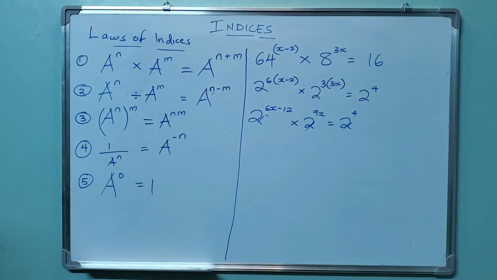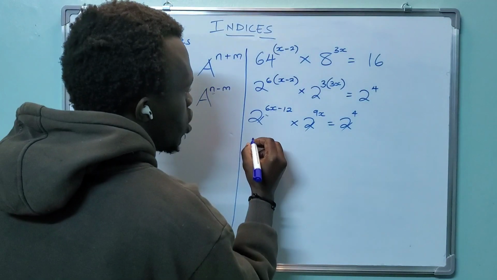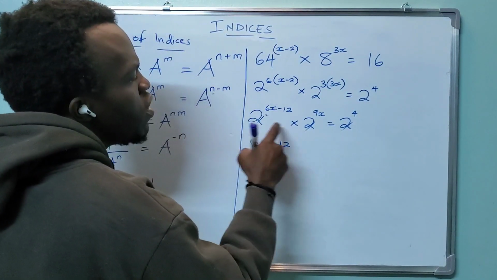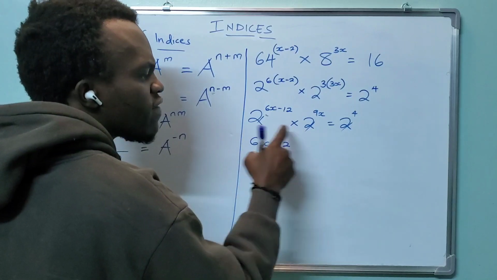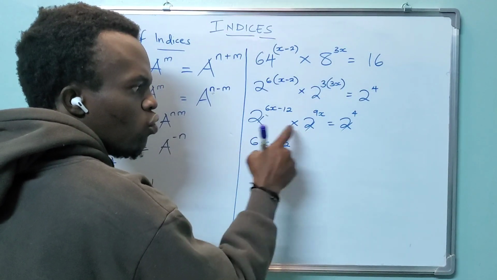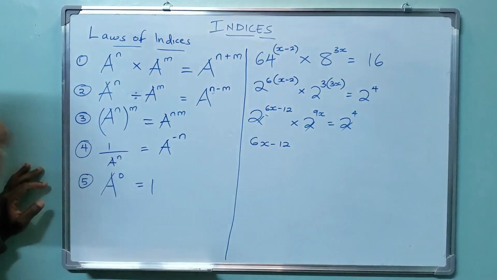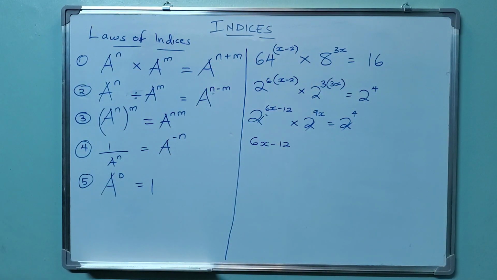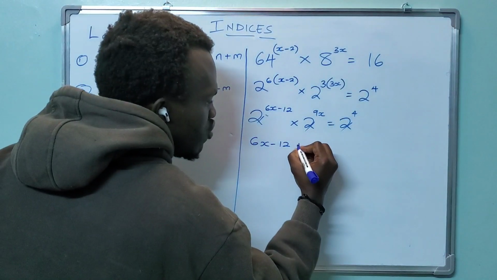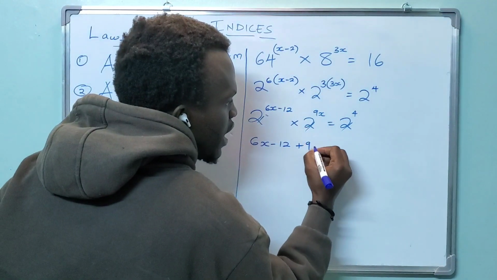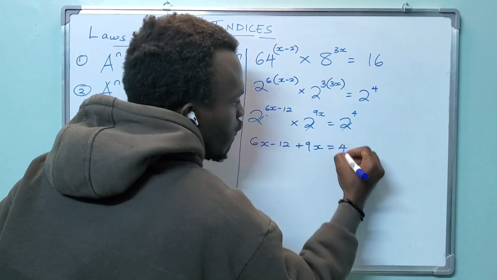Remember, we are looking for the value of the unknown, which is x. Which means I'm going to have here 6x minus 12. And because these indices were separated with a multiplication, remember I said if two indices are separated with multiplication, then you are going to have an addition in between the powers. So plus 9x being equal to 4.